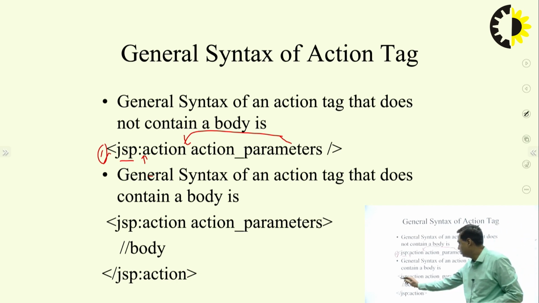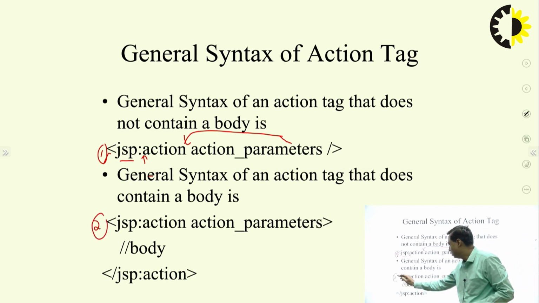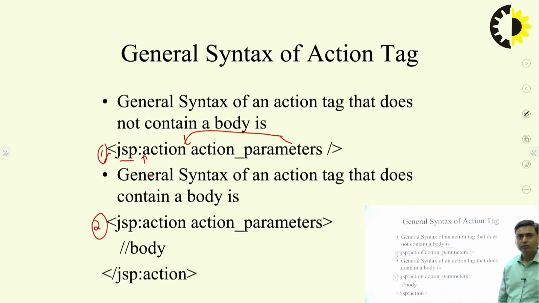The second way is to have a body. So we have a starting of the tag as well as an ending of the tag. So there are two ways to define a JSP action. Similar to the HTML tag, we can have an empty tag, and we can have a starting and closing tag that consist of the body.